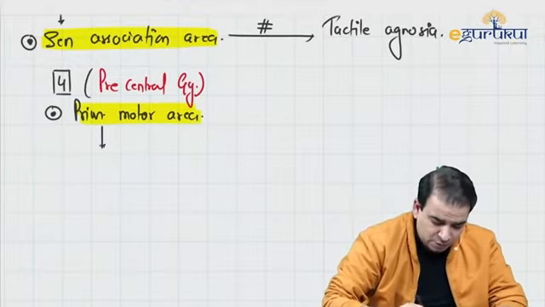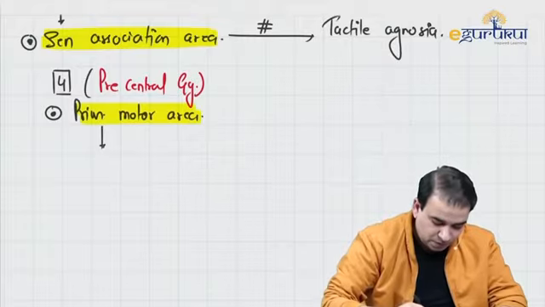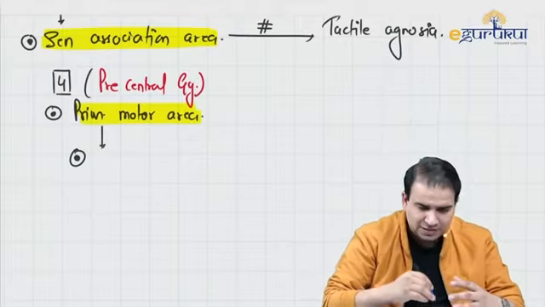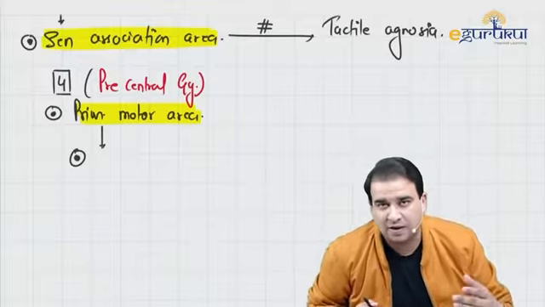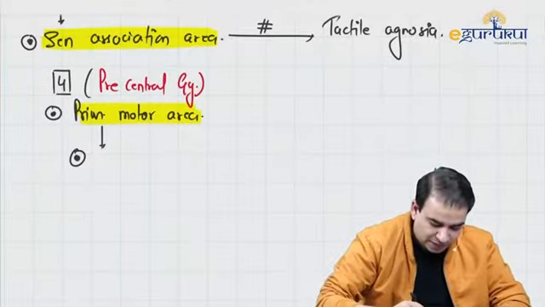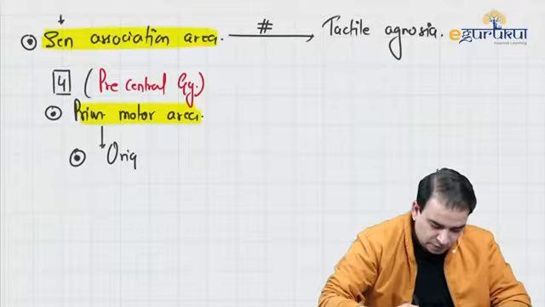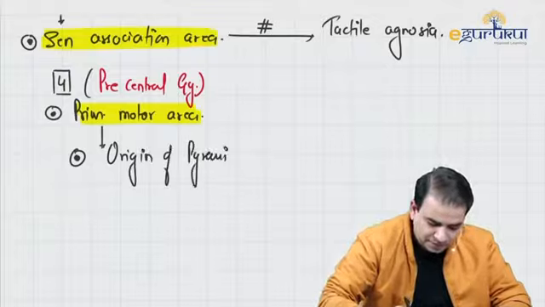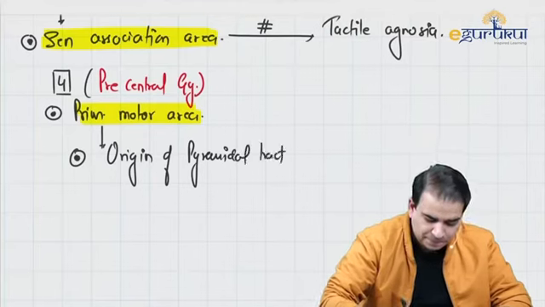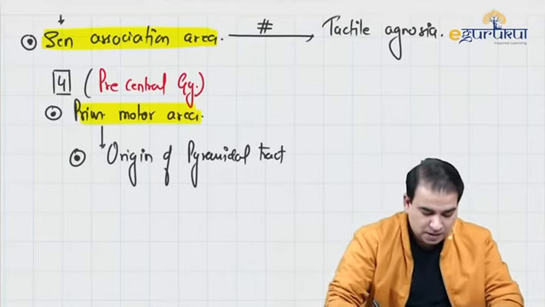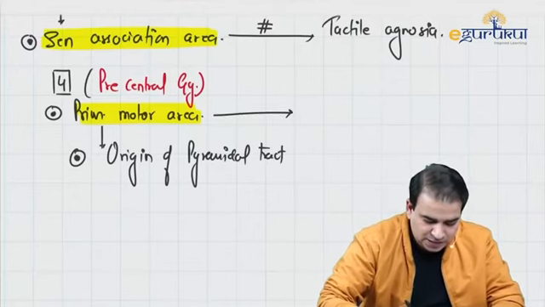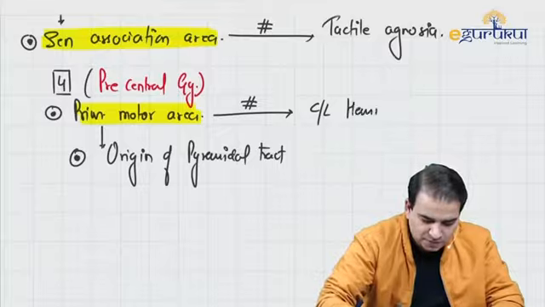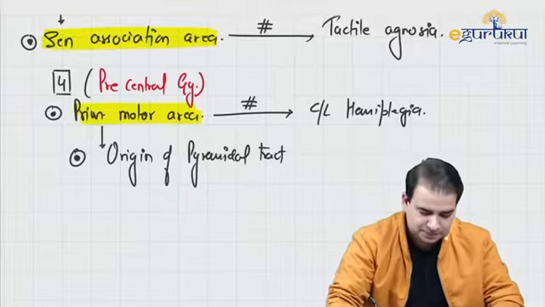And please note, this primary motor cortex is the main site for the origin of the corticospinal tract. Pyramidal tract or corticospinal tract. So it is a site for the origin of, let me write, pyramidal tract. Obviously, any injury to this area, primary motor area, will lead to the contralateral hemiplegia.